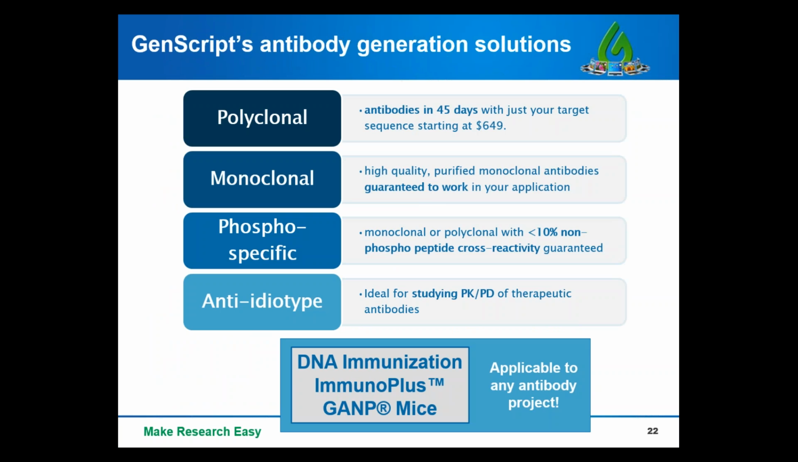We offer polyclonal antibodies delivered within 45 days, monoclonal antibodies that are guaranteed to work in your application, phosphospecific antibodies that will not react with more than 10% non-phosphoproteins, and even anti-idiotype antibodies, which are ideal for antibody drug development and pharmacodynamics. The beauty of all these services is that we can customize them to include any of the technologies discussed today. We offer DNA immunization, ImmunoPlus, our proprietary self-tolerance breaking approach, and transgenic GANP mice.